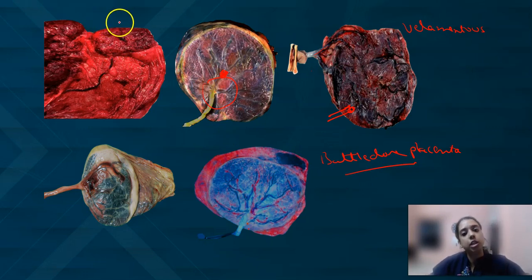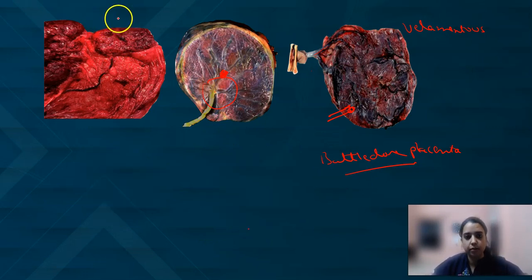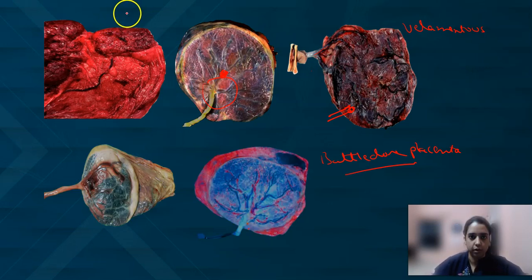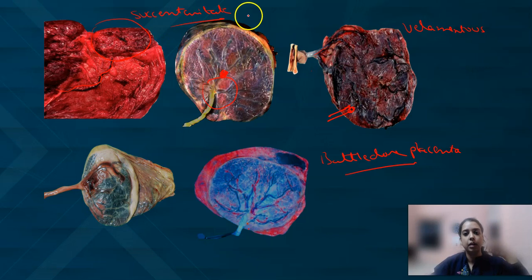Succenturiate lobe: how to differentiate bilobed and succenturiate lobe? In bilobed, the sizes of the placental lobes are almost equal. When the other lobe is very small compared to the main placental mass, it is the succenturiate lobe. It is clinically important because when a vessel connects the main placental mass and the succenturiate lobe, it can very easily cause vasa previa if the vessel passes through the cervix. Sometimes the whole placental mass is removed but the lobe is left behind. It can lead to PPH and subinvolution. All that can happen with the succenturiate lobe.